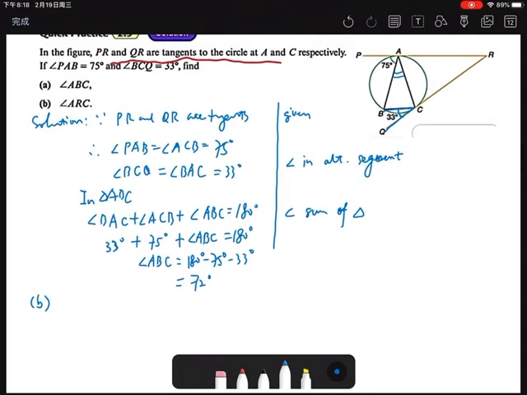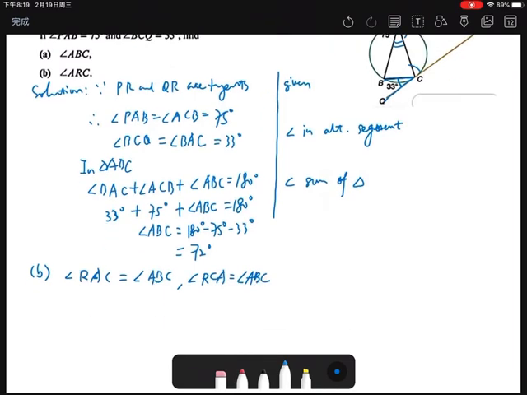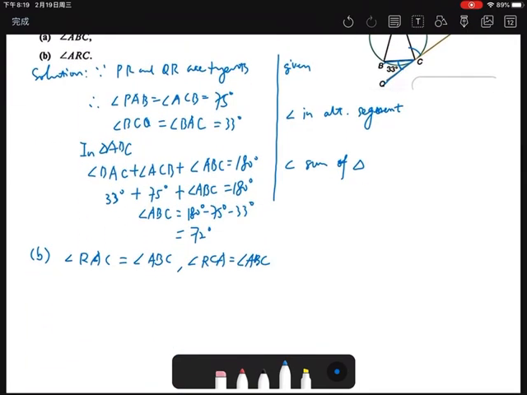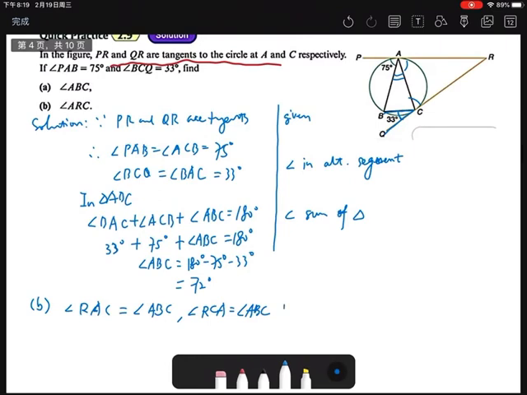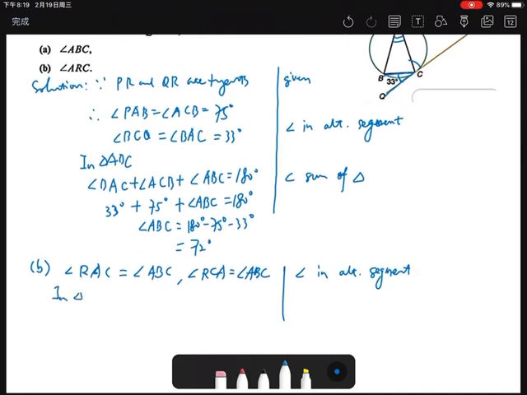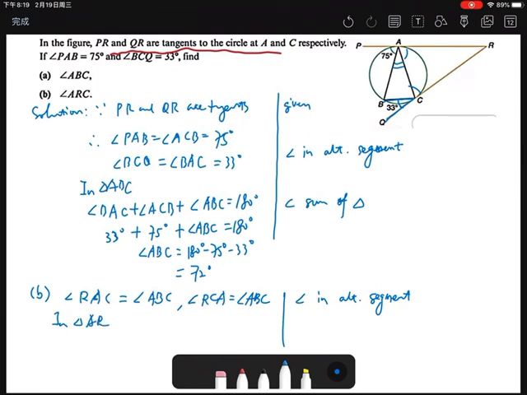And then question B. Just now we have analyzed it, so use angle in alternate segment also. Angle RAC equals angle ABC. Angle RCA also equals angle ABC. The reason is angle in alternate segment.